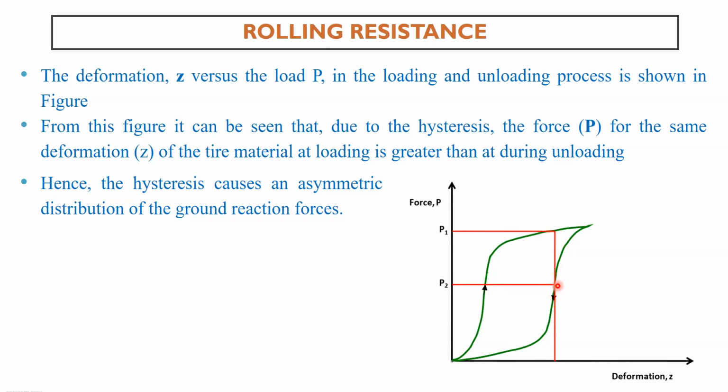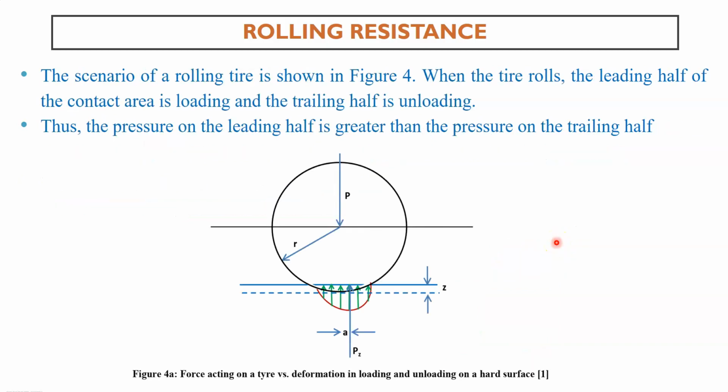So hence this is called hysteresis. This looks similar to the hysteresis curves. So this is shown as the hysteresis of the tire. Hence the hysteresis causes an asymmetrical distribution of ground reaction forces. So the scenario of the rolling resistance is shown in the figure.